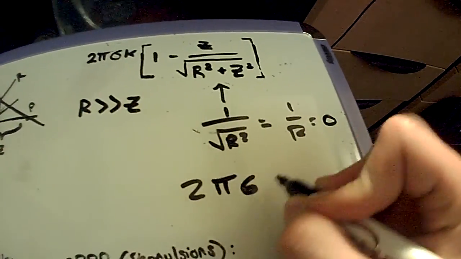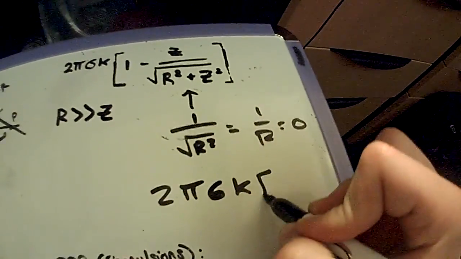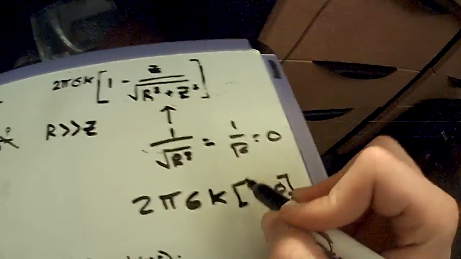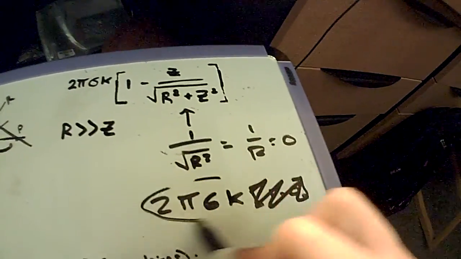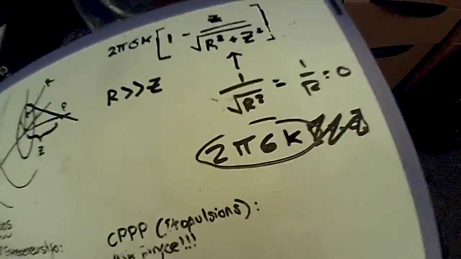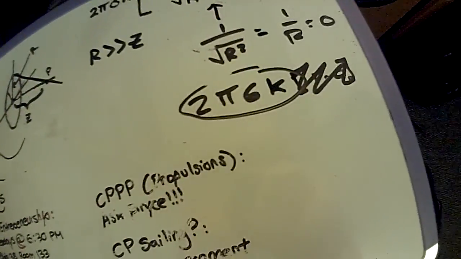So looking back up here, we realize that that is just 2 pi sigma k times 1 minus 0. Get rid of this because that's just multiplying this by 1. So we're left with this being the equation for the E field outside of an infinite plane.